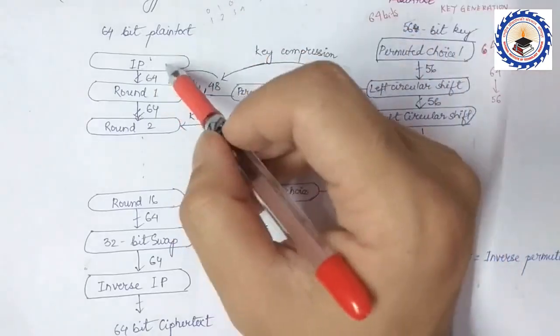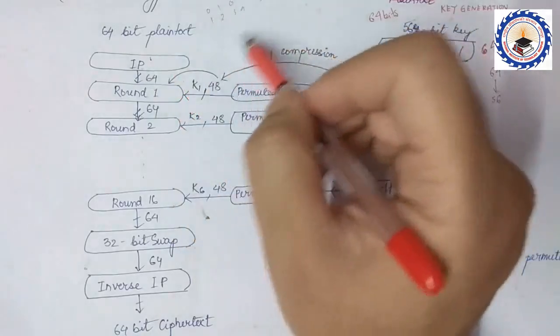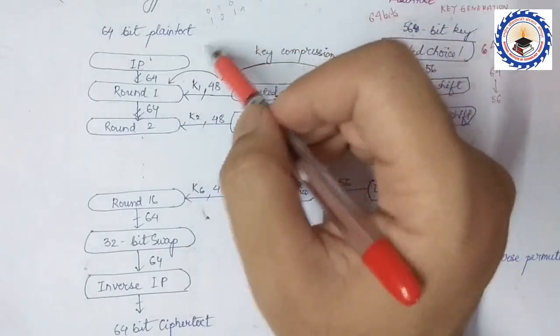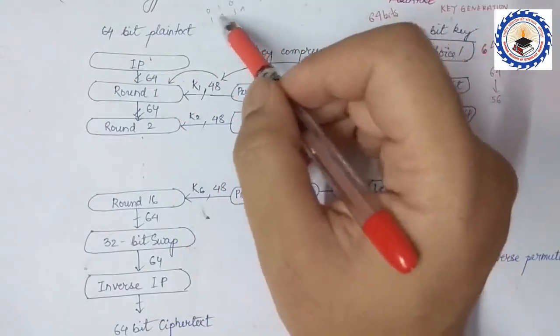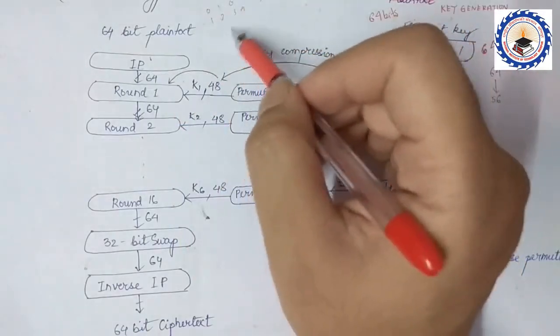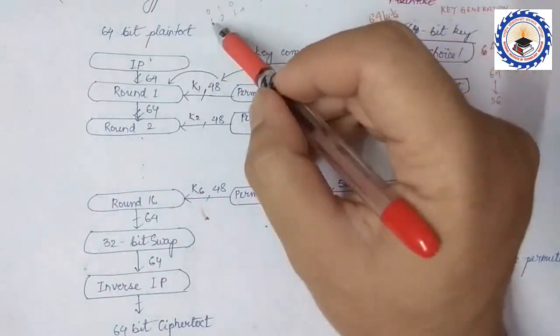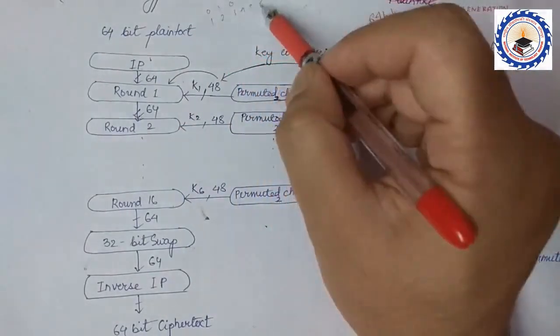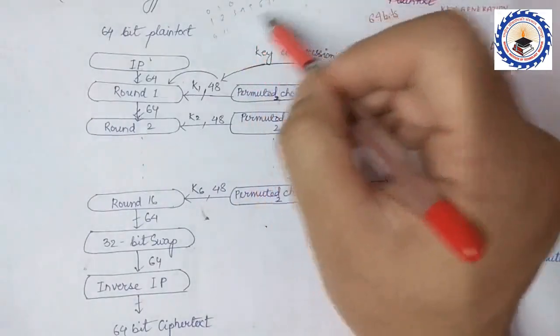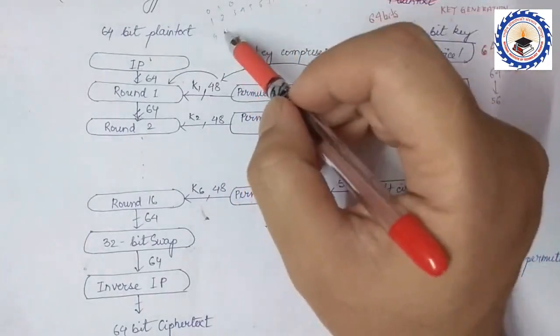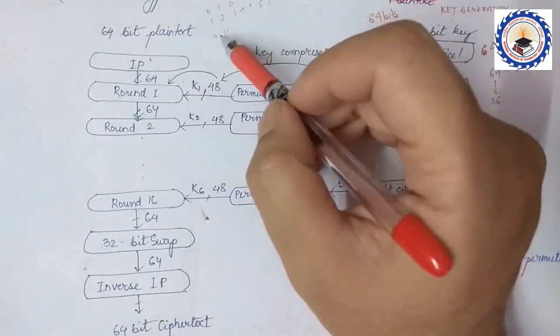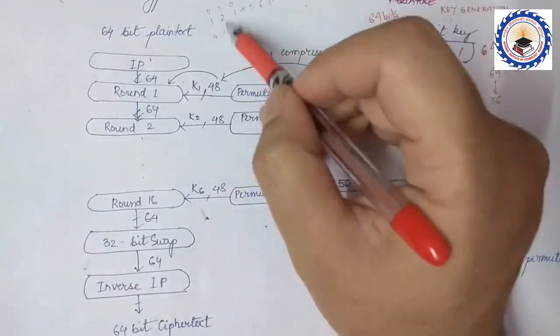Permutation means the arrangement is changed. We are not adding any extra bits, but within that 64 bits we are just changing the positions. For example, 1 2 3 4 5 6 7 8, then 9 10, and so on. If we change the positions, then the 9th bit comes here and the 10th bit comes here.